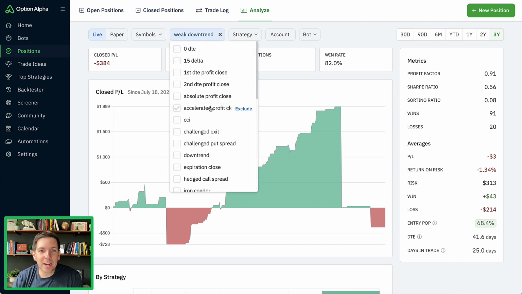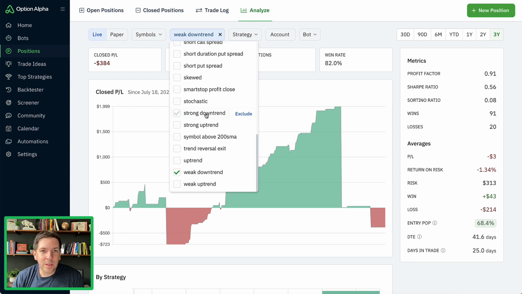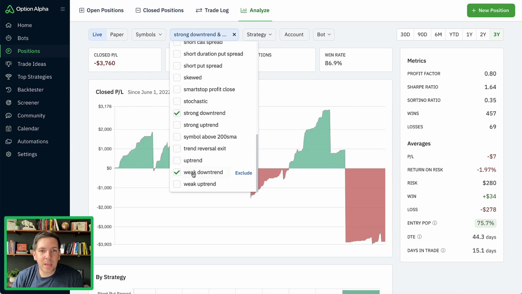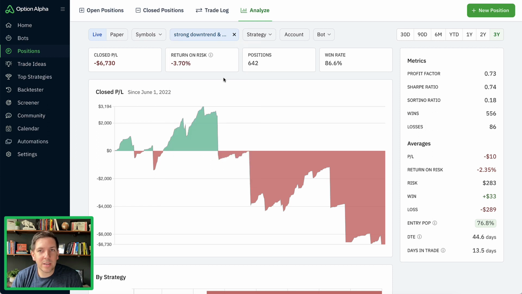Here's what I'm going to do here, and I think this is really telling if we combine some of these together. So let's do strong downtrend, and we're going to do strong uptrend. So the combination of strong downtrend and strong uptrend, and again, when you do these tags inside of Option Alpha for your positions, you can do this type of combined analysis where you can look at two types of tags. So, okay, if I had only traded strong uptrend and strong downtrend, regardless if it was really aggressive momentum, super low momentum, what would I have done?